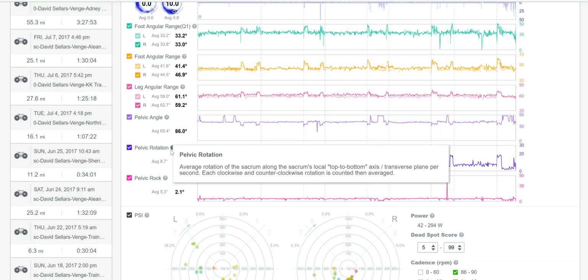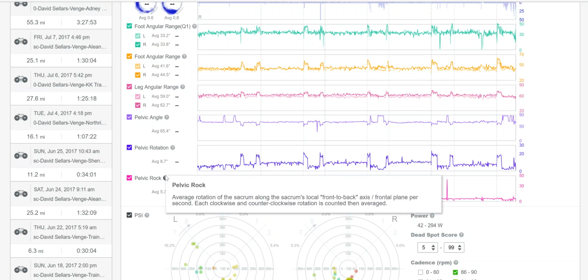And then as you look down here at pelvic rotation, this is the rotation of the sacrum along the local top-bottom axis. So basically it's the right side of the pelvis moving forward and the left side moving backward. And then we have pelvic rock, which is really the up and down of the hips moving on the bike.